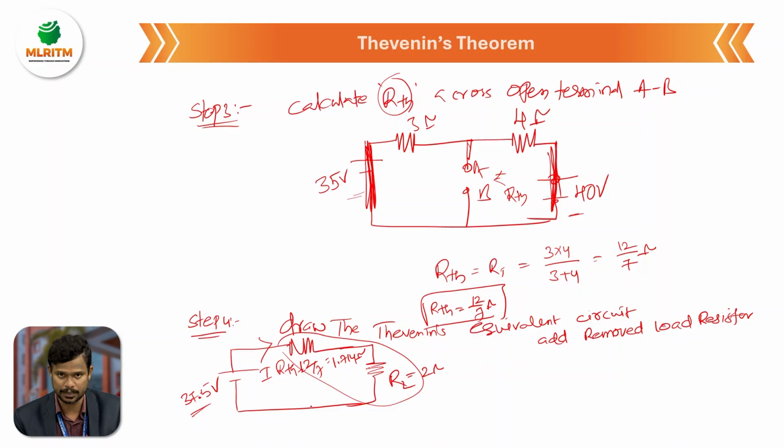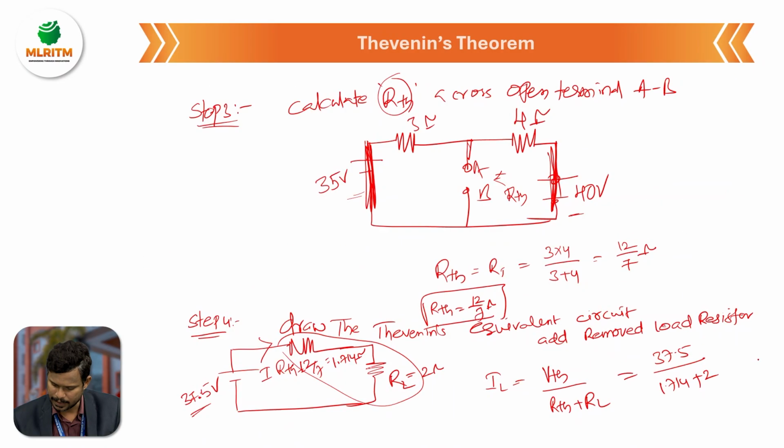Why? Because in a series circuit the current is the same, so the load current is the same as the RTH current. To find the load current, IL equals V by R, according to Ohm's law. We have two resistors connected in series, so IL equals VTH by (RTH plus RL). VTH is 37.5, RTH is 1.714, plus RL, the load, is 2 ohms. Then the load current is 10 amperes.